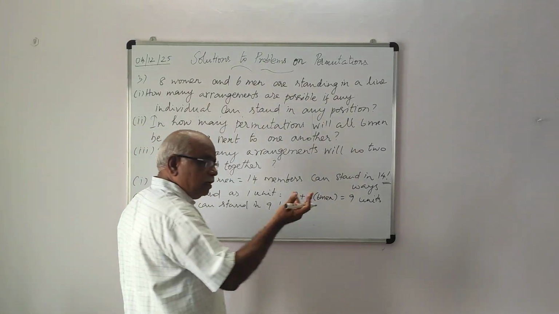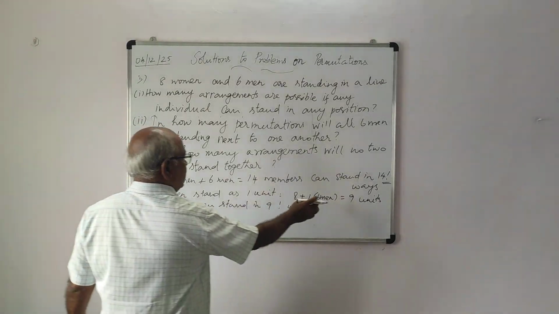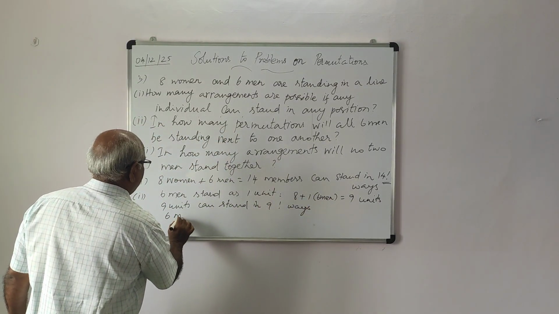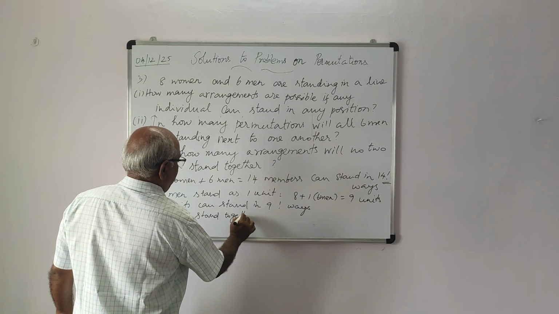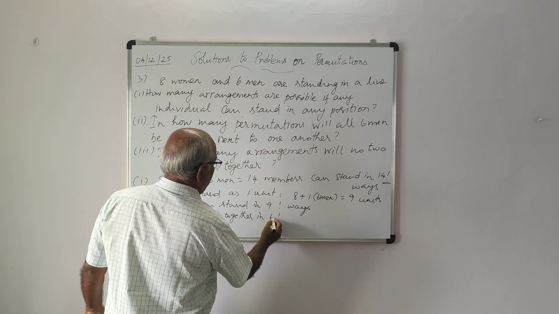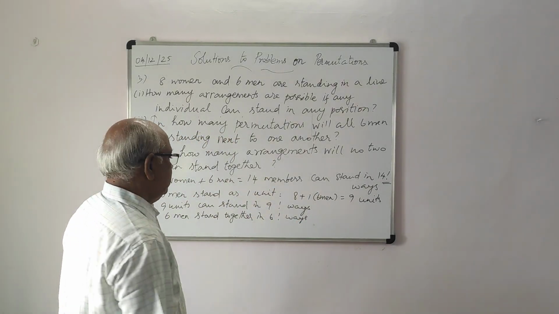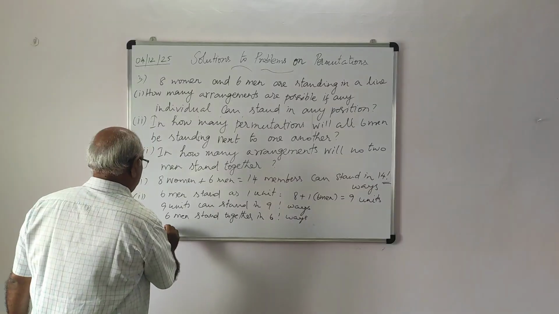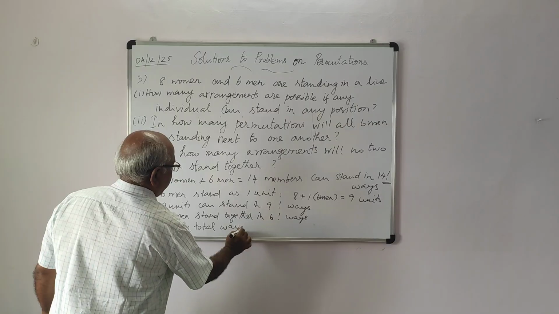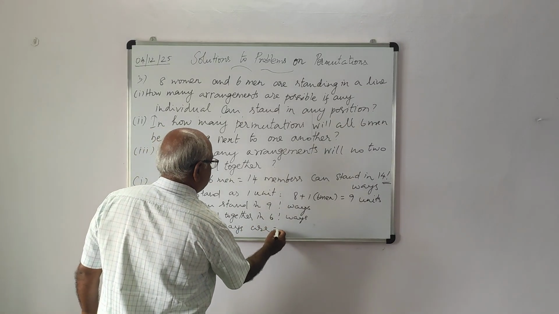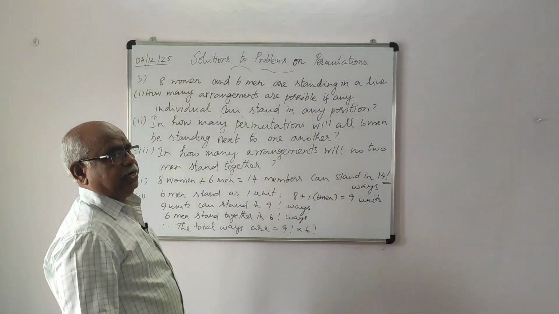And these 6 men can stand together in 6 factorial ways. They themselves are arranged in 6 factorial ways. Therefore, the total ways are 9 factorial into 6 factorial. So for the second condition, the total ways of arrangements are 9 factorial into 6 factorial. That's all about the second condition.